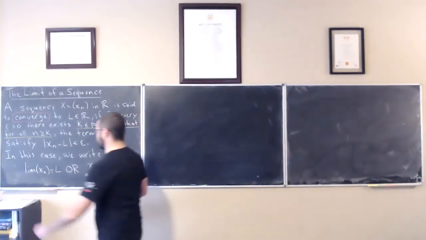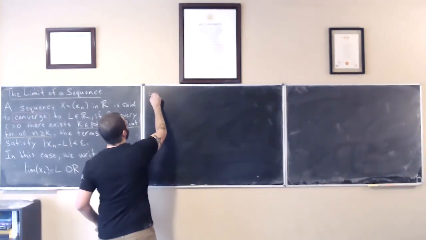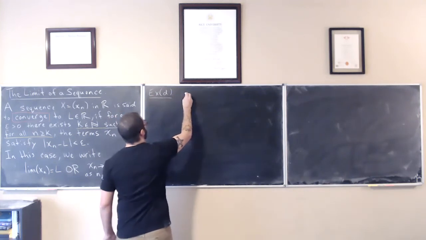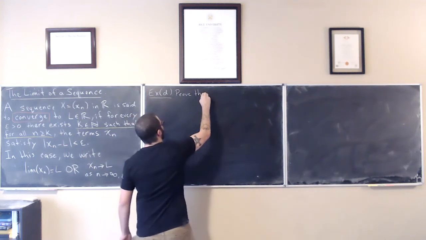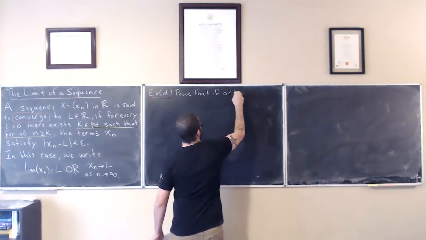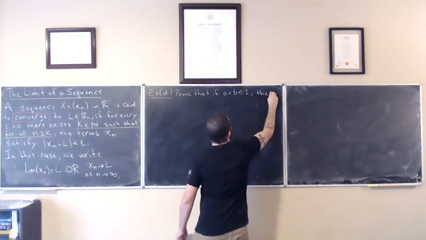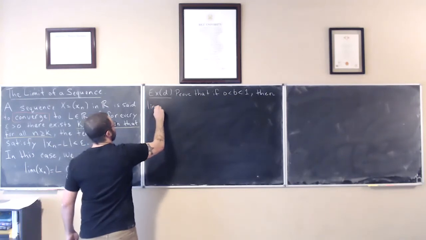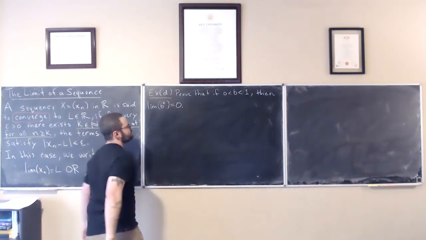All right, one last example. So prove that if 0 is less than b, which is less than 1, then the limit of b to the power n is equal to 0.